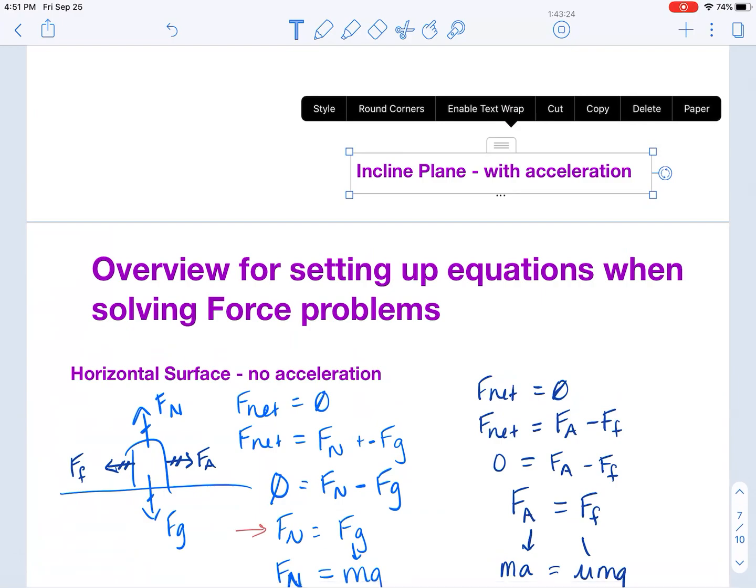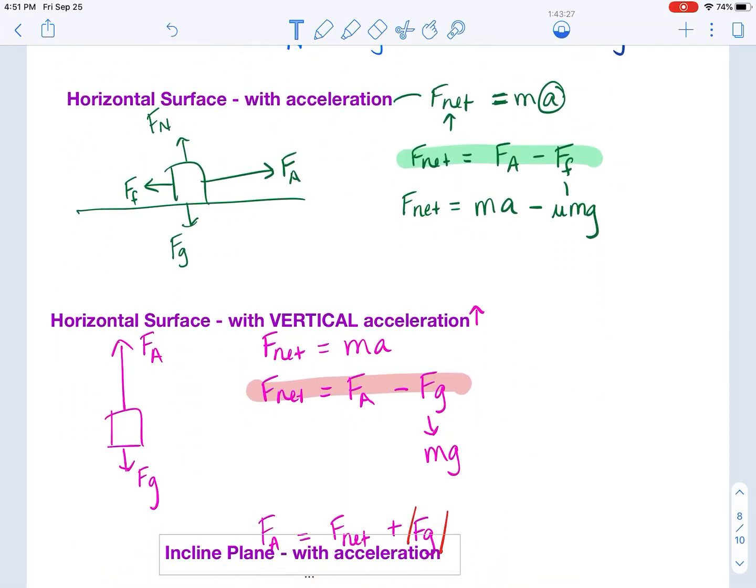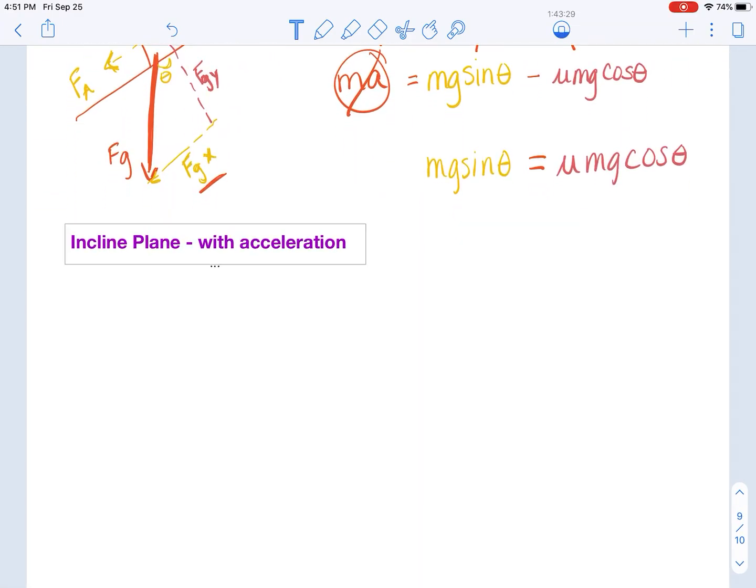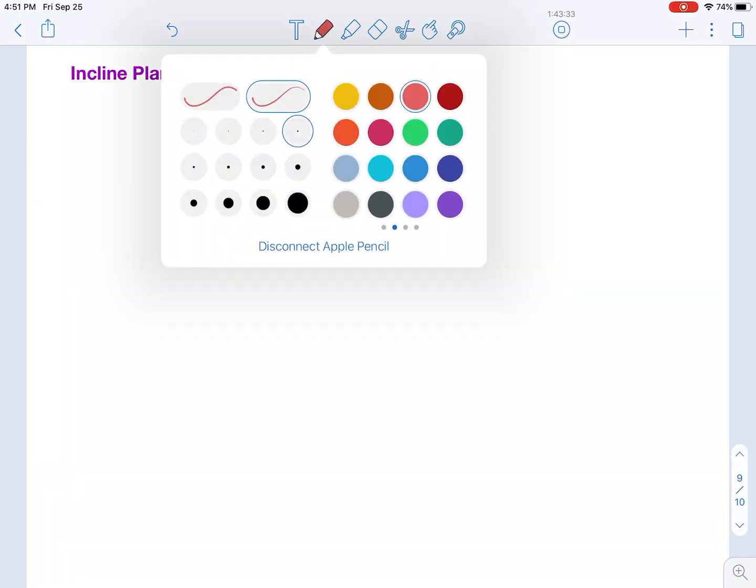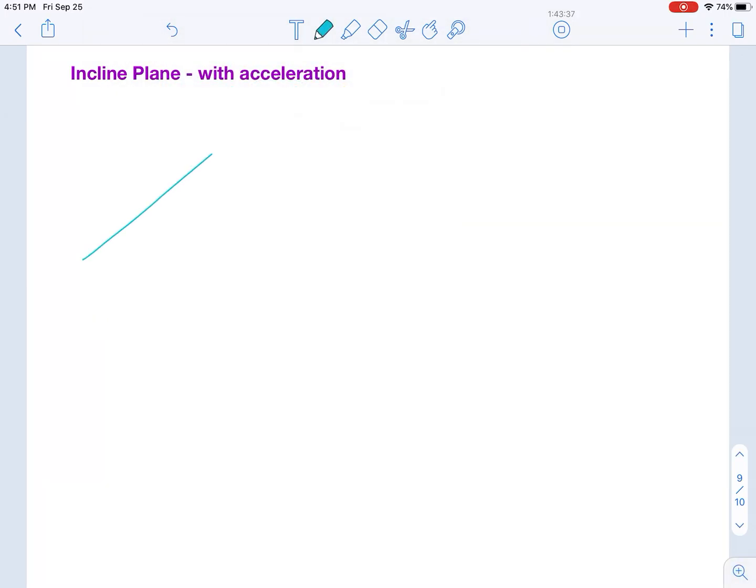Our last situation is if we have an incline plane where there is an acceleration. So if my object is on an incline, here's my object. This picture starts off the same. We have the weight, force due to gravity. We have the normal, the return force because of Newton's third law, because my object is pushing on the ramp, so the ramp's going to push back.